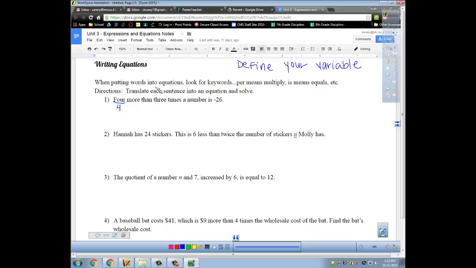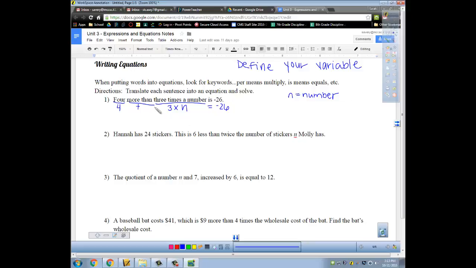We're going to treat this kind of like a puzzle and put our puzzle pieces together at the end. So 4 more than in math means plus. And then I have 3 times a number. So 3 times, let's pick n for number. And then is negative 26. So is means equals negative 26. So off to the side, notice I chose n for my variable. So I'm going to say n equals number. So n stands for number in this problem. That's really important to do, especially for actual story problems where we're talking about real objects or real people.